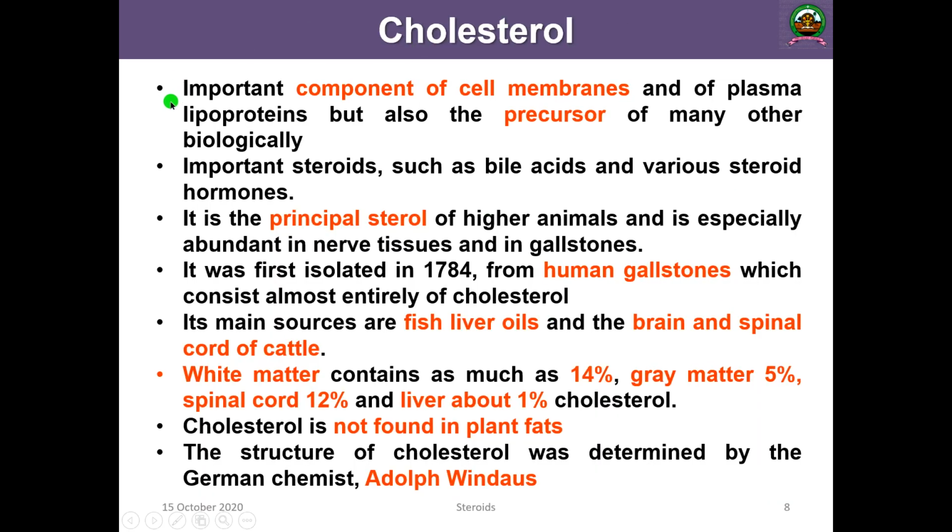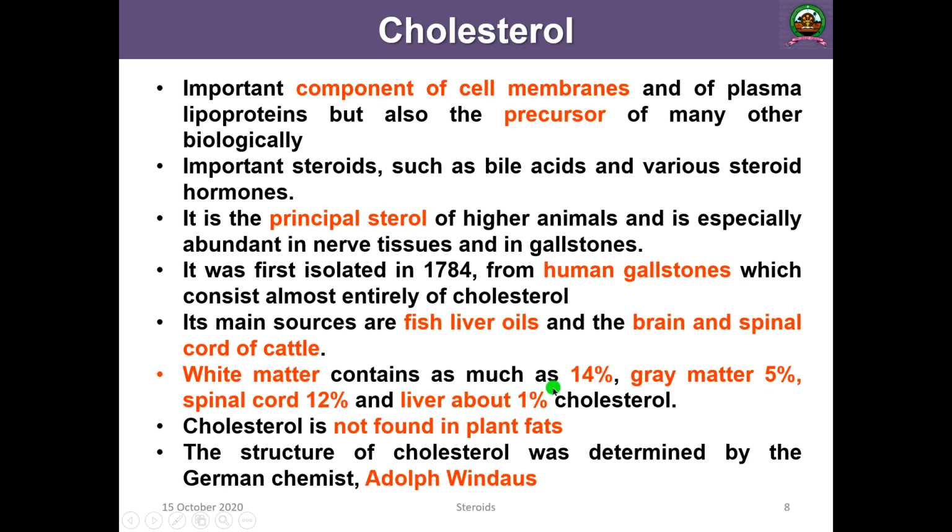Then the first one is cholesterol. This is the most well studied component in cell membranes and in plasma lipoproteins, and they act as the precursors of many other biologically important steroids such as bile acids and other steroid hormones. They are very, very important. It is the principal steroid of higher animals and is especially abundant in nerve tissue and gallstones. It was first isolated in 1784 from human gallstone, which consists almost entirely of cholesterol. Its main sources are fish liver oils and the brain and spinal cord of cattle.